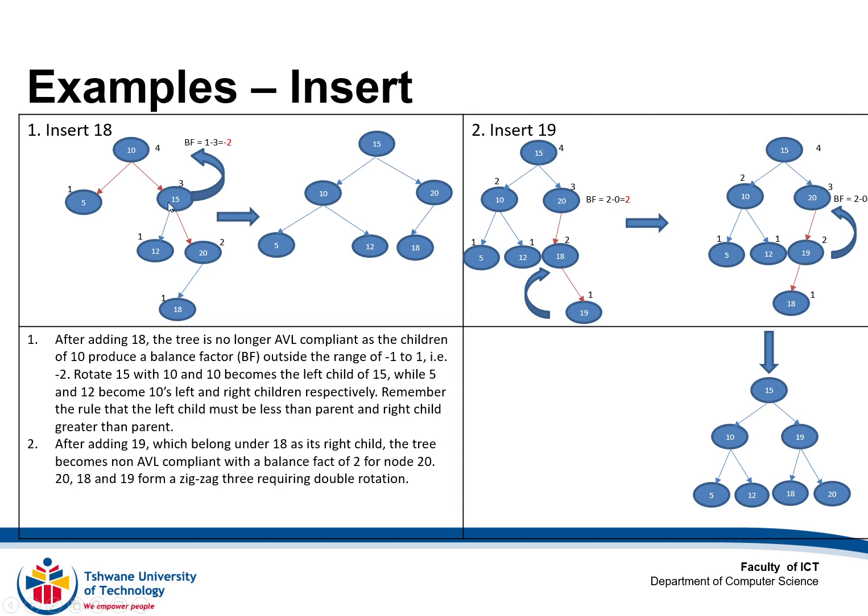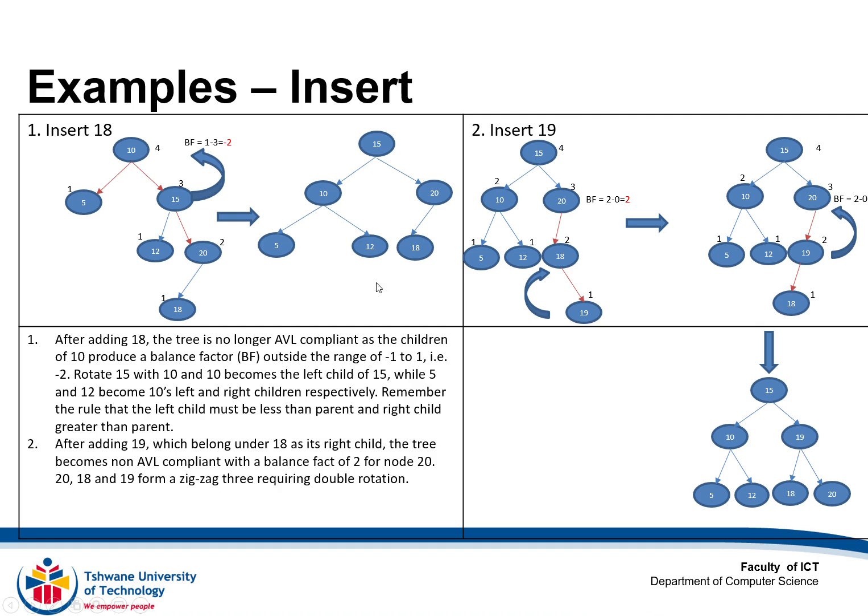All that does is 10 comes down and becomes the left child of 15. And because 12 is bigger than 10, it will become the right child of 10. And 5, the left child of 10, which is what you find here. This is all that happened. When 15 became the root, 10 became its left child, and the child which was the left child of 15 became the right child of 10 because it is bigger than 10. And as simple as that. Now, let's insert 19 and see what happens.